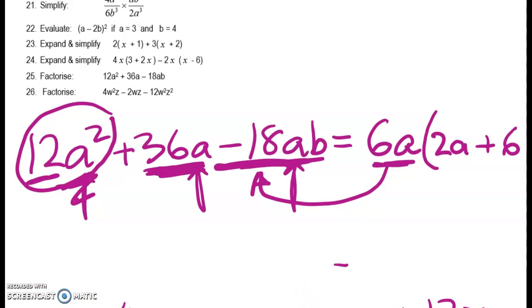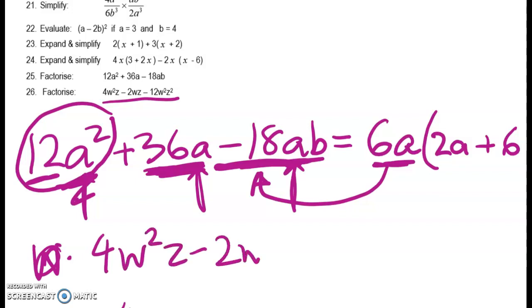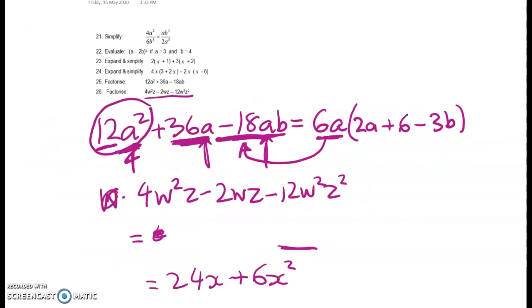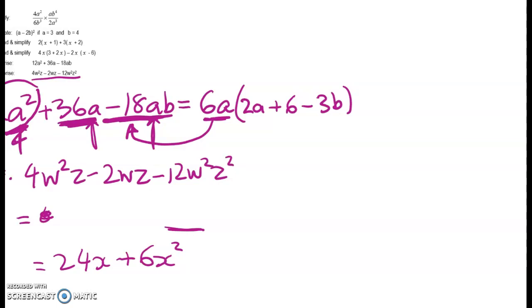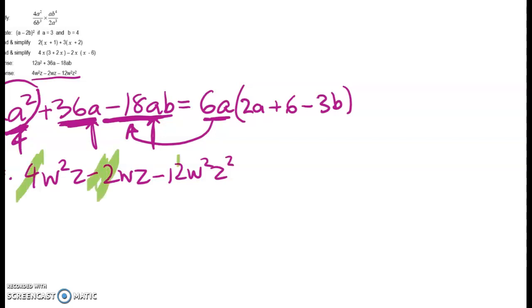Let's clean up the whiteboard. Exactly the same idea. We're looking for the highest common factor in the numbers, and then in the variables. Make it a bit smaller. So first of all, the highest common factor in the numbers, we've got 4, 2 and 12. Well, it will be 2. Now we look at the w's. We've got w squared, w and w squared. So we have got a w common factor, and we've also got a z, and a z squared. So it's 2wz.